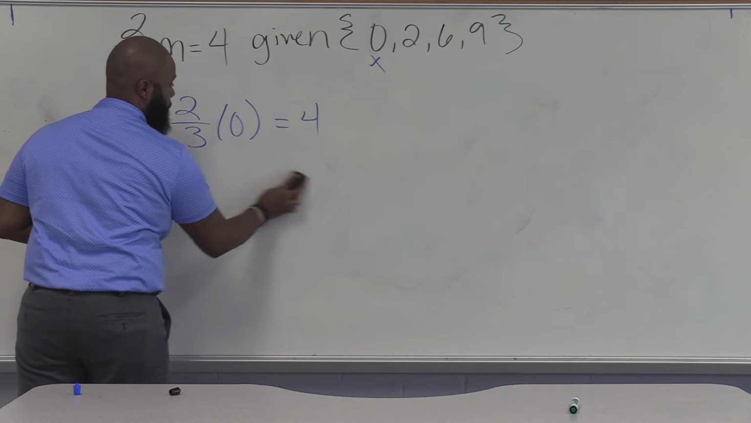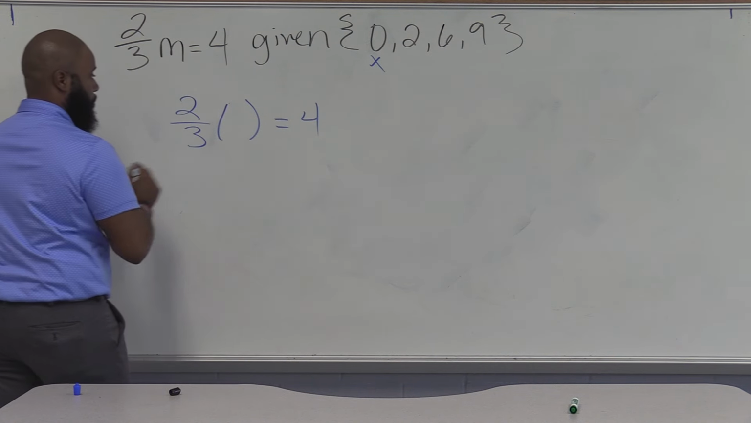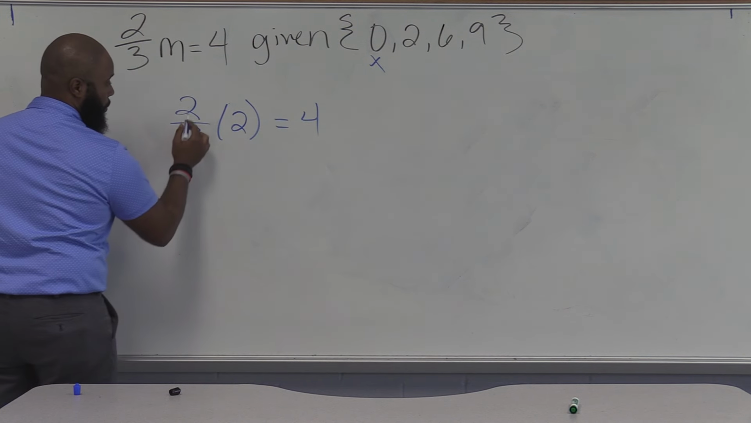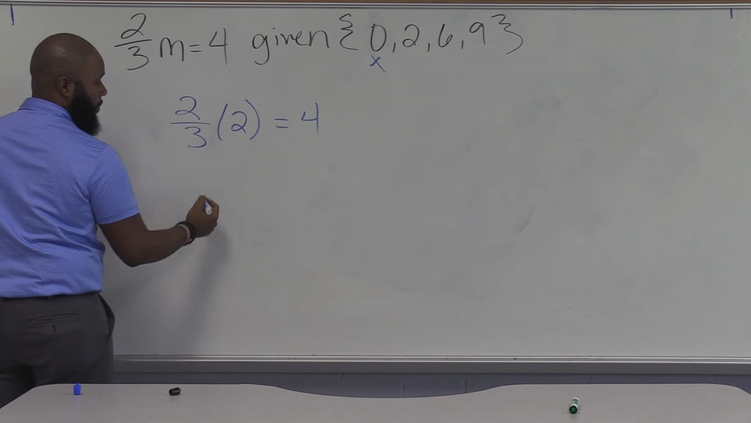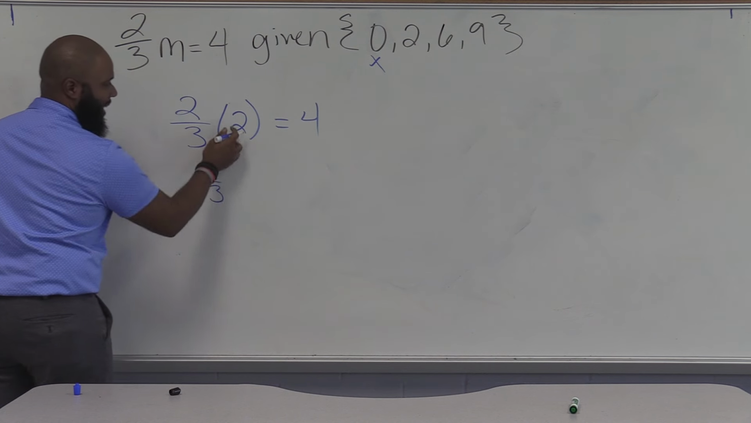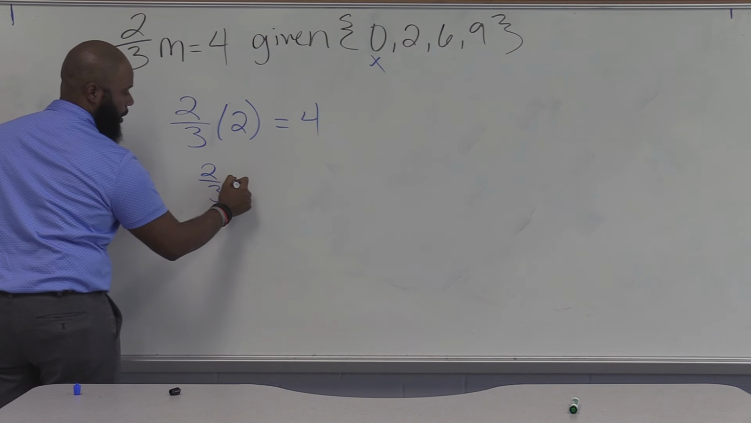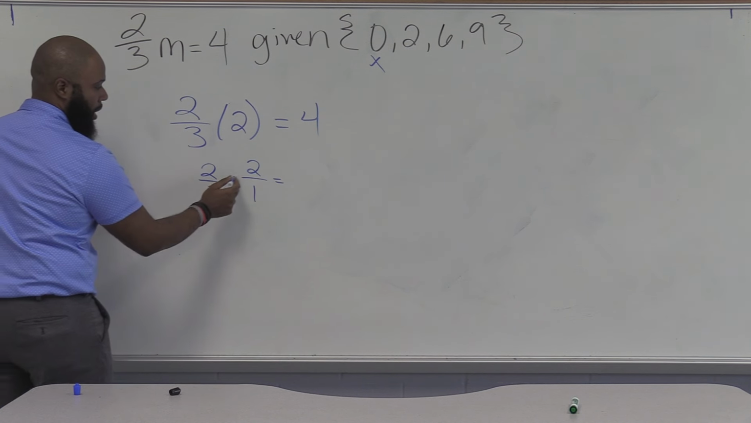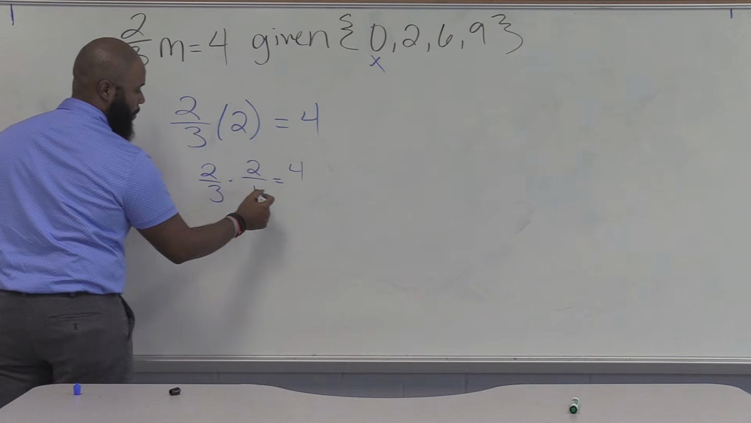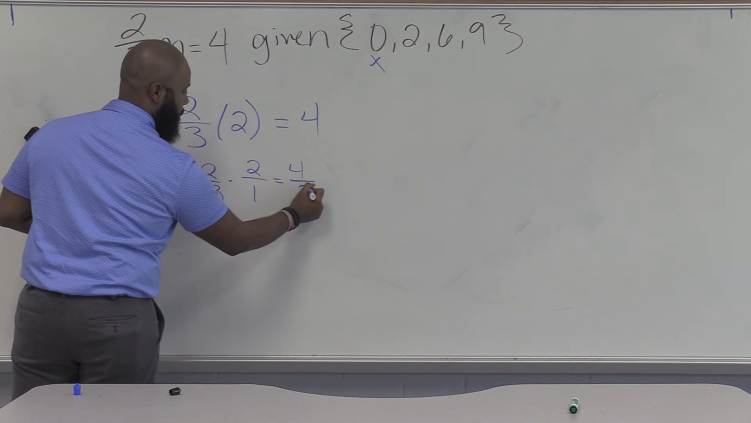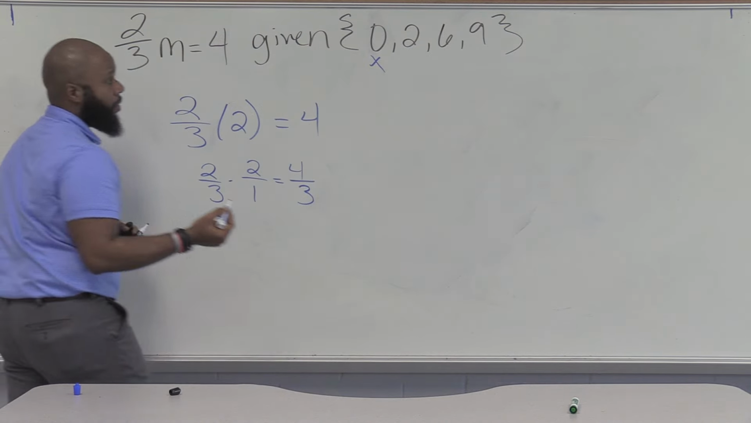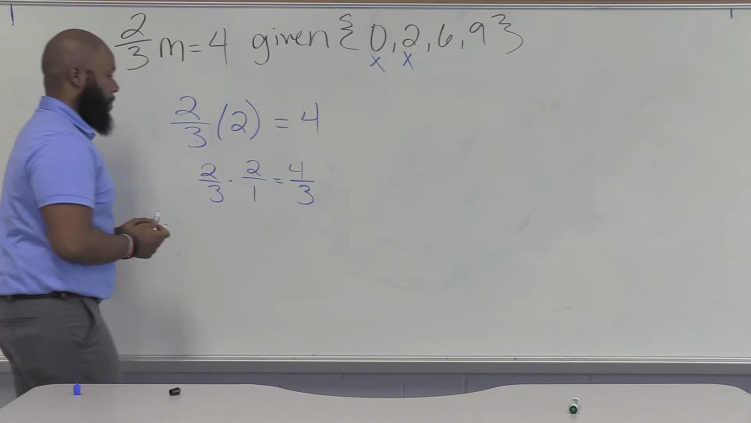Now I'm going to substitute 2. So 2/3 times 2 equals 4. 2/3, I like to set my whole number as a fraction, times 2 over 1 so I can multiply. Great. So 2 times 2 is 4. 3 times 1 is 3, so 4 over 3. Does 4 over 3 equal 4? Nope. So that one can't be it.